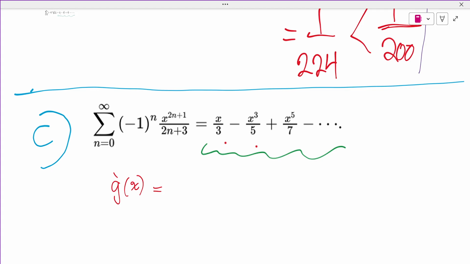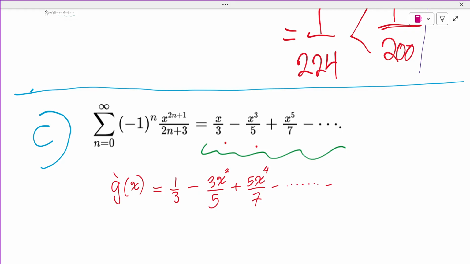So what's the derivative of x over 3? It's just 1 over 3, minus... The derivative of x cubed is 3x squared, over 5. Plus 5x to the power of 4 over 7, and so on.